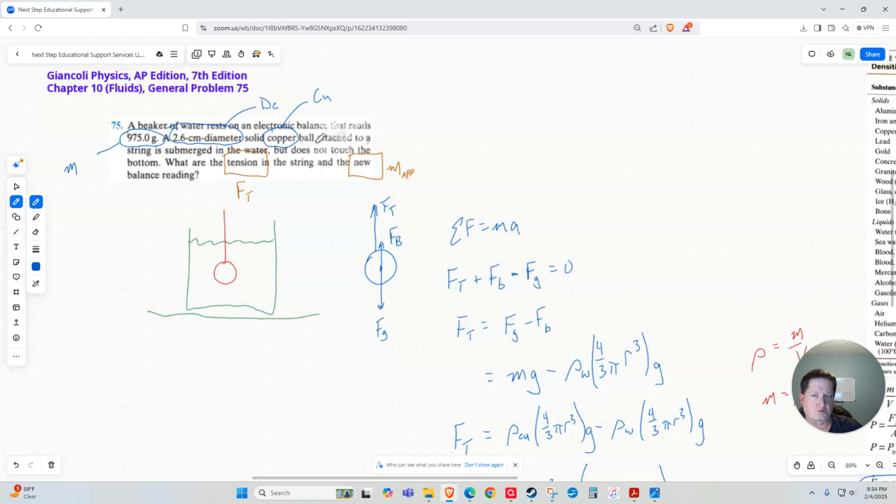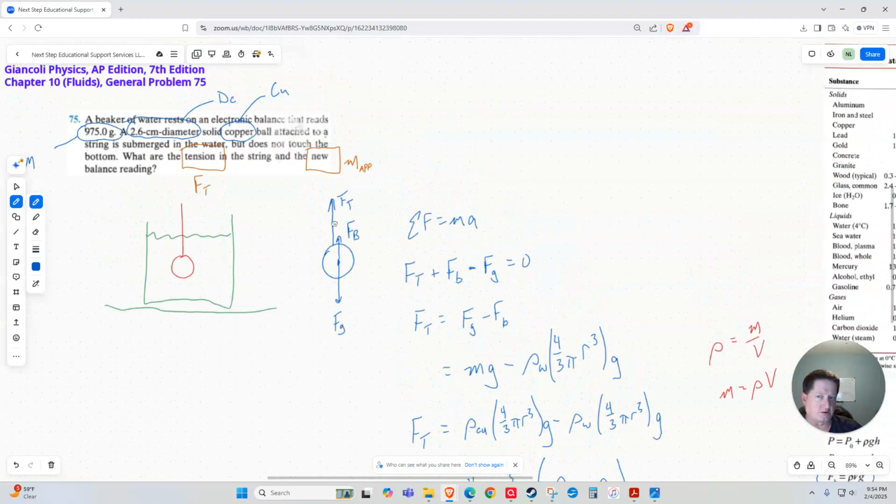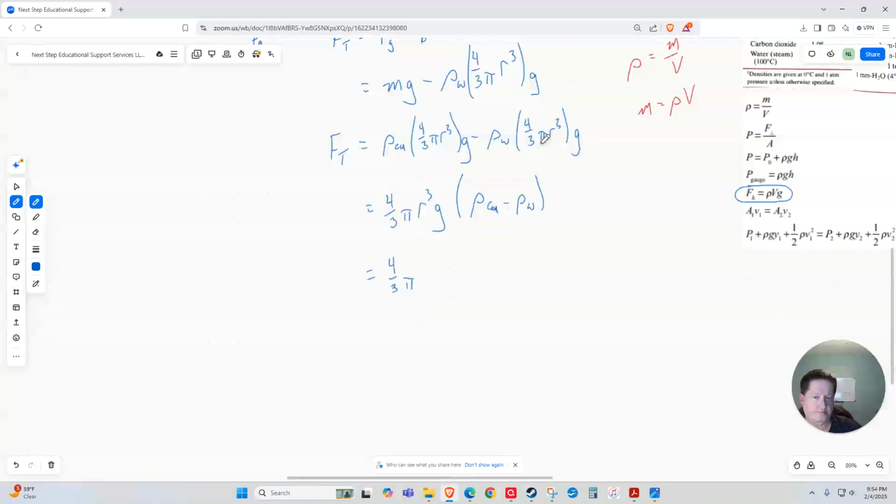The first unit conversion we're going to be concerned with is the radius of this sphere of copper. It's 2.6 centimeters. It's the only length dimension here. We got some cubic meters over here, so we're going to need this in meters. Let's go ahead and convert this to 0.026 meters, and then, oh, by the way, that's the diameter, so I have to cut it in half. So it's 0.013 meters. 0.013 meters for that radius. We're going to cube that times the acceleration due to gravity.